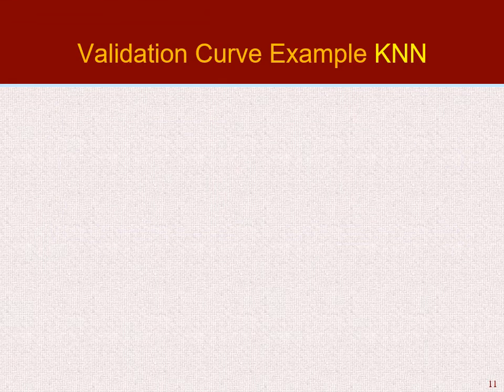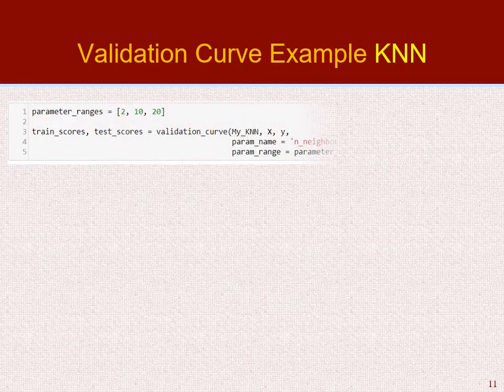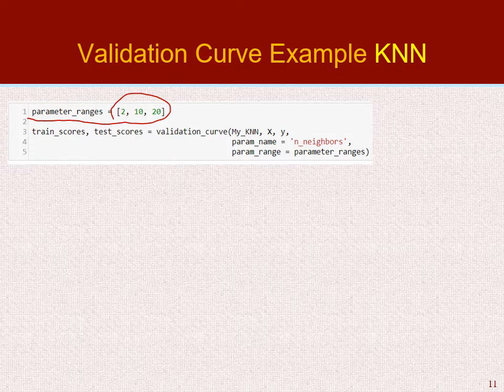Let's see an example of an application of the validation curve function in the KNN algorithm. So we want to see the sensitivity of the performance of the KNN algorithm based on different values for K, the parameter K, which is the number of neighbors. So we're going to first define the values for different K values, the parameter range here. So this is just a list of the values for k, the number of neighbors: k equal to 2, k equal to 10, and k equal to 20. So this is our range for number of neighbors.